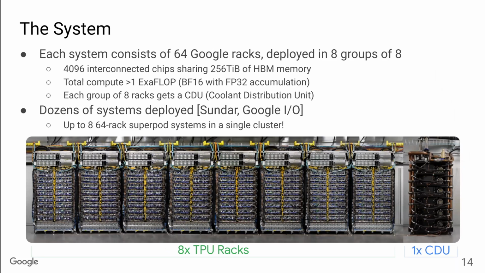So in this generation, you can spread a training workload over 4,096 chips, and all the communication between the different workers in the system occurs over the high-speed SerDes ICI network. The total compute is more than 1 exaflop in one of these systems, and each of the systems, this is one system of 8, has a CDU, which is a coolant distribution unit, and several other different types of infrastructure blocks to manage the entire system.